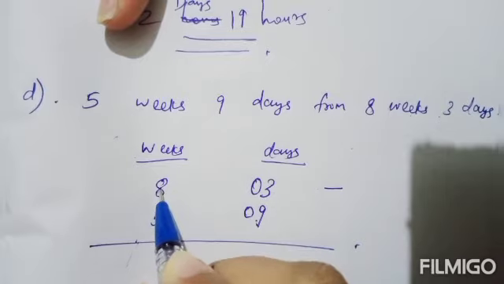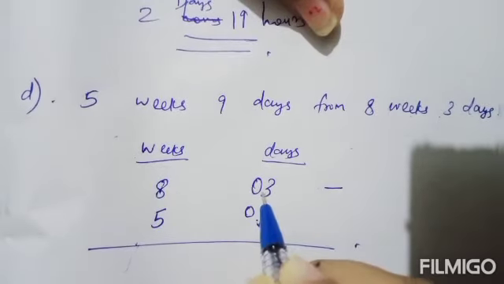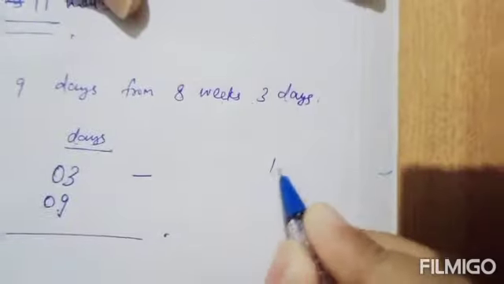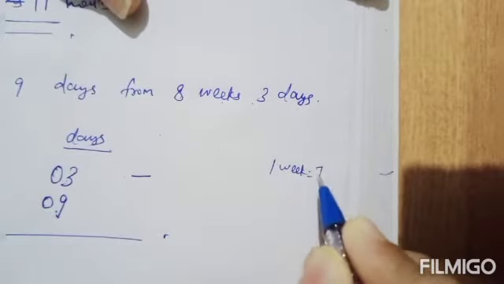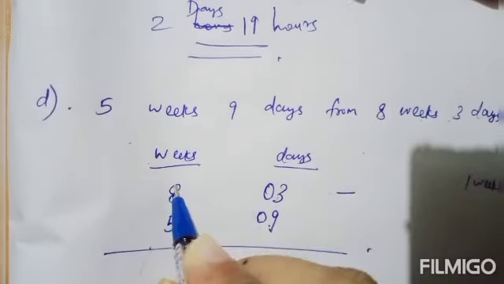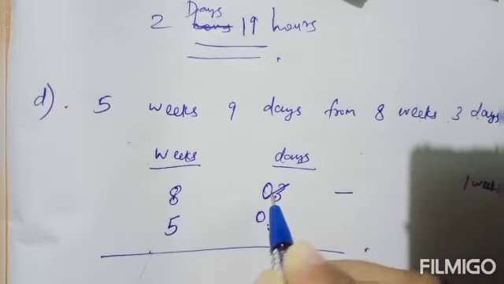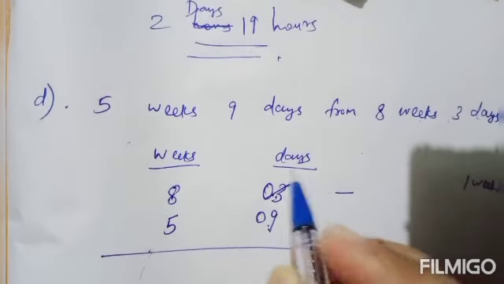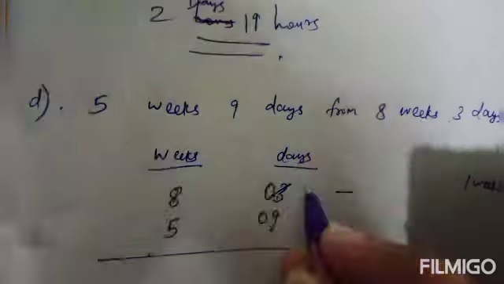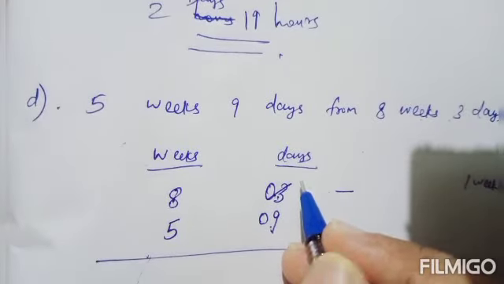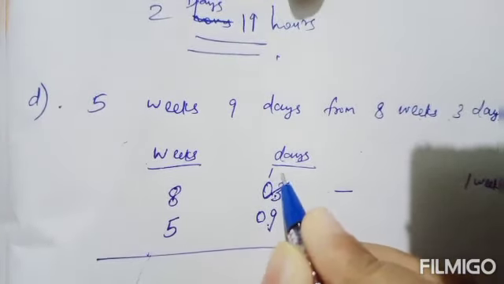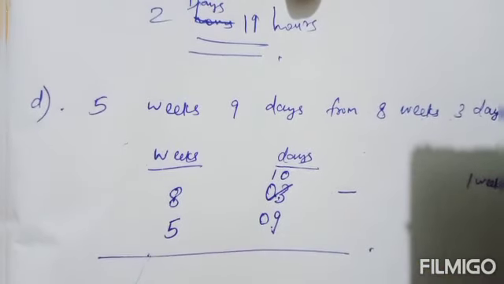Okay, from 8 you can take a 1 week to this side. So we know 1 week equal to 7 days. So that 1 week in days you are taking to this side. So here 3 will be 3 plus 7. That is 3 plus 1 week, you will get 3 plus 7. That is 10 days it will be.